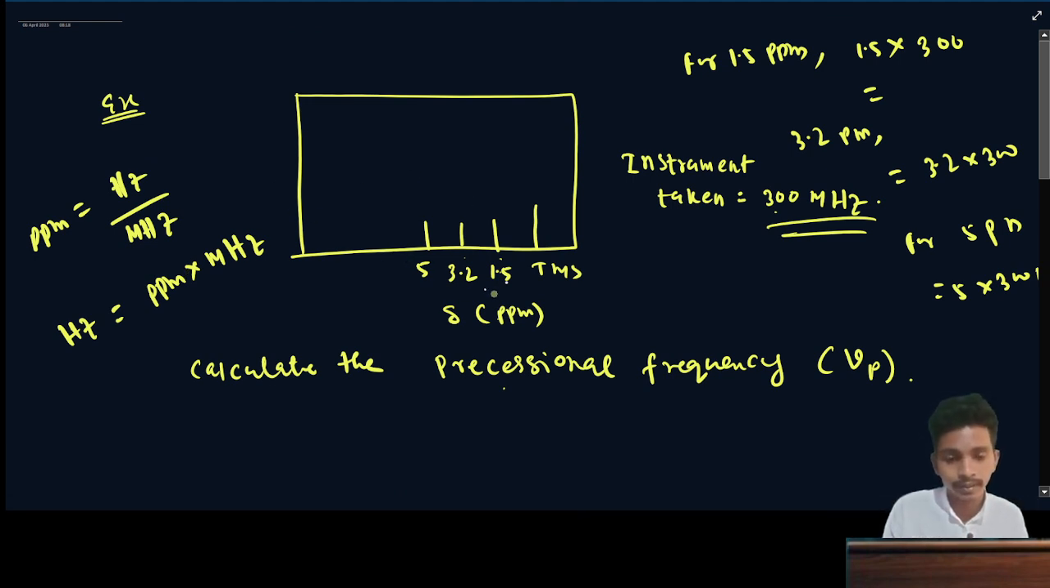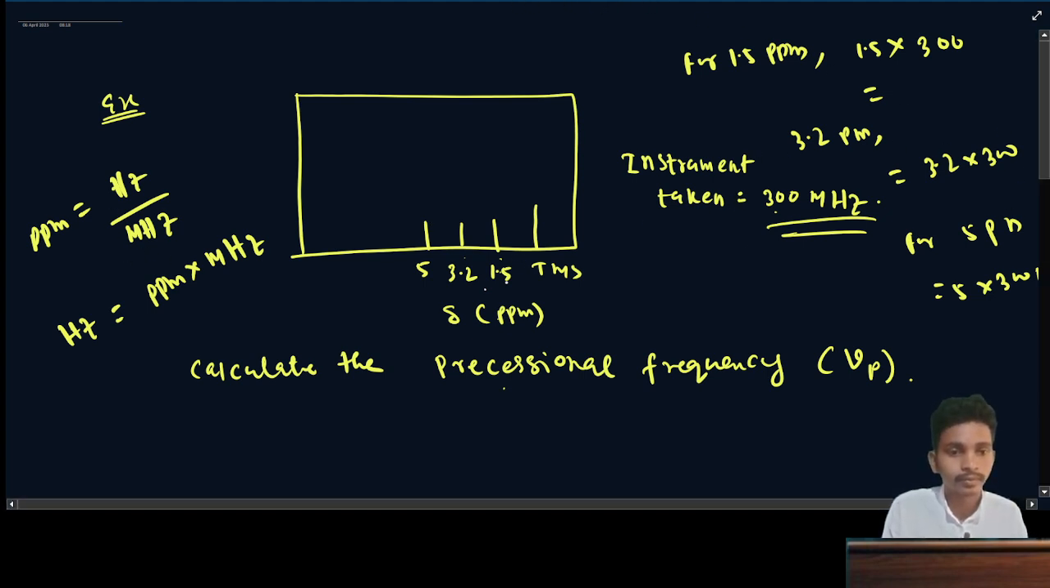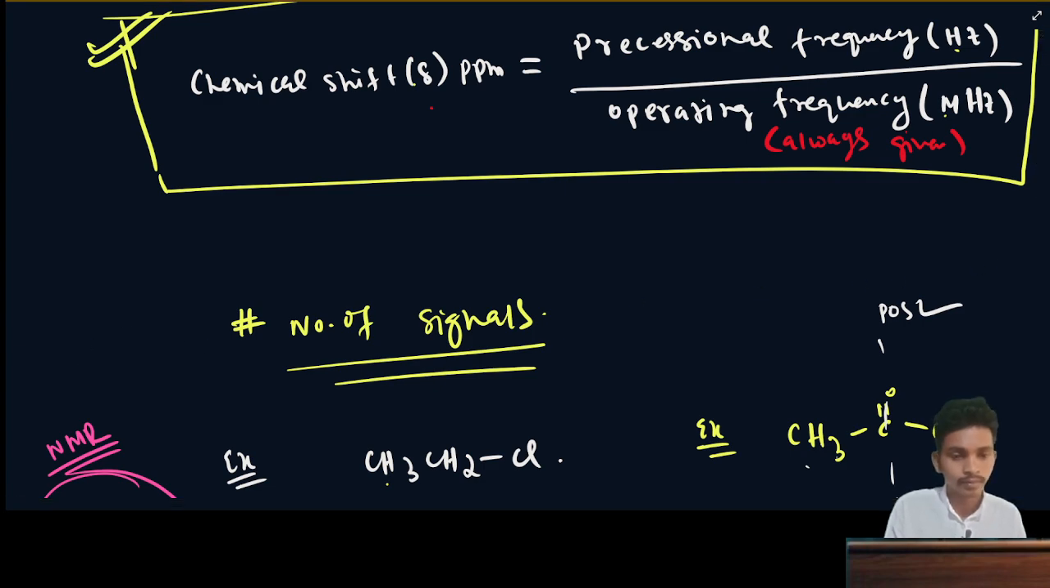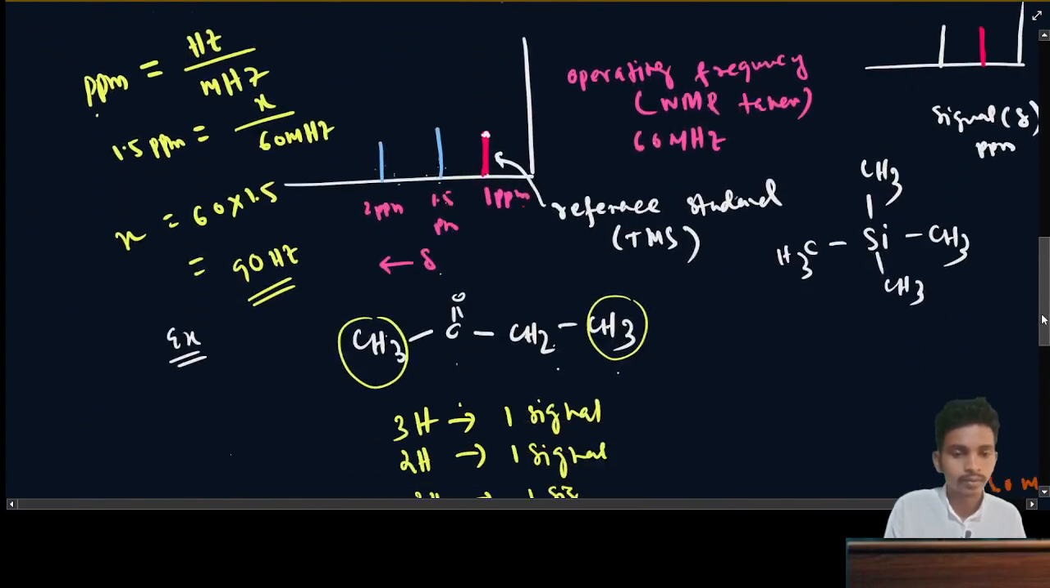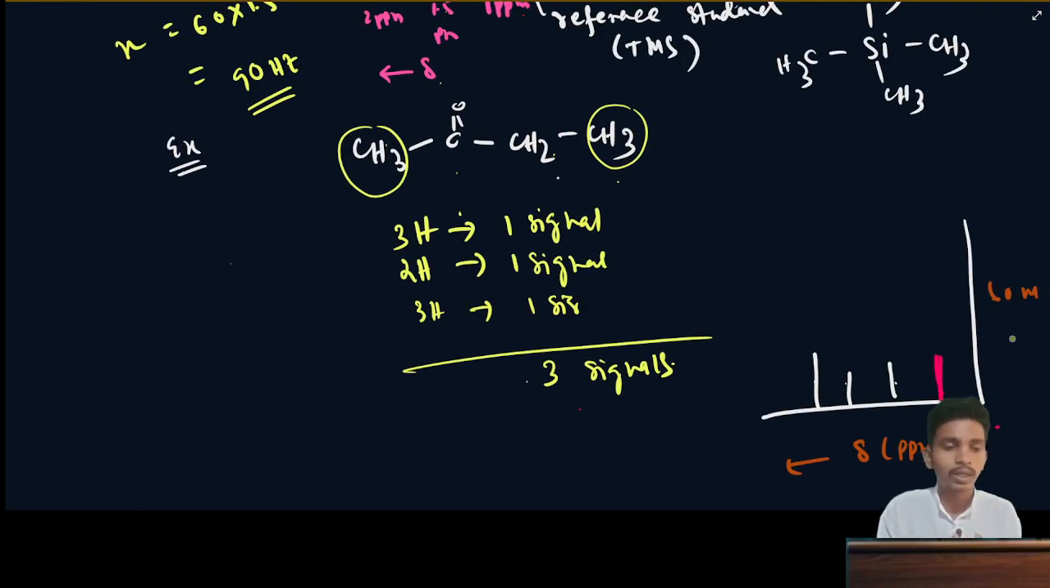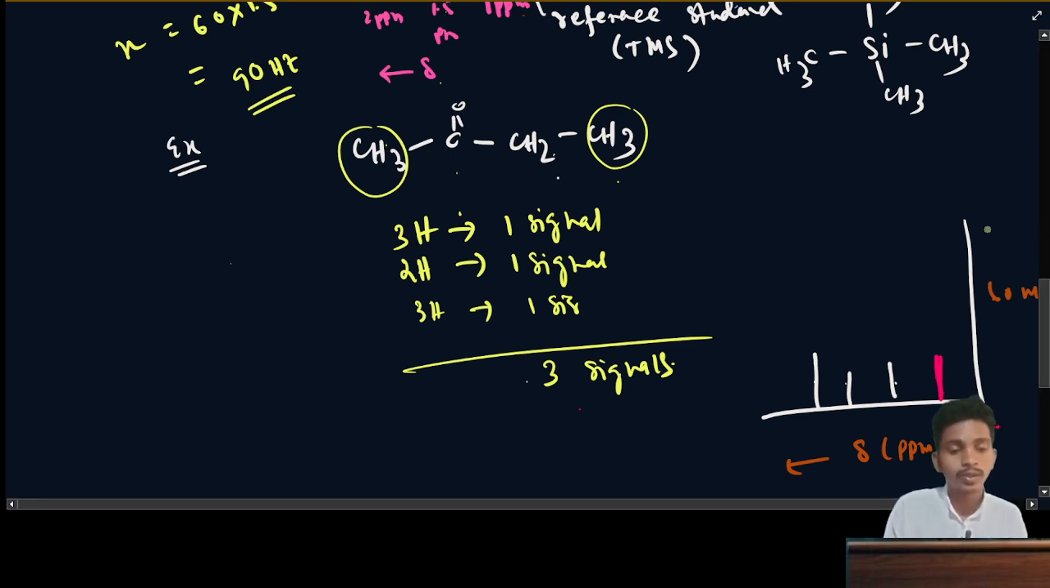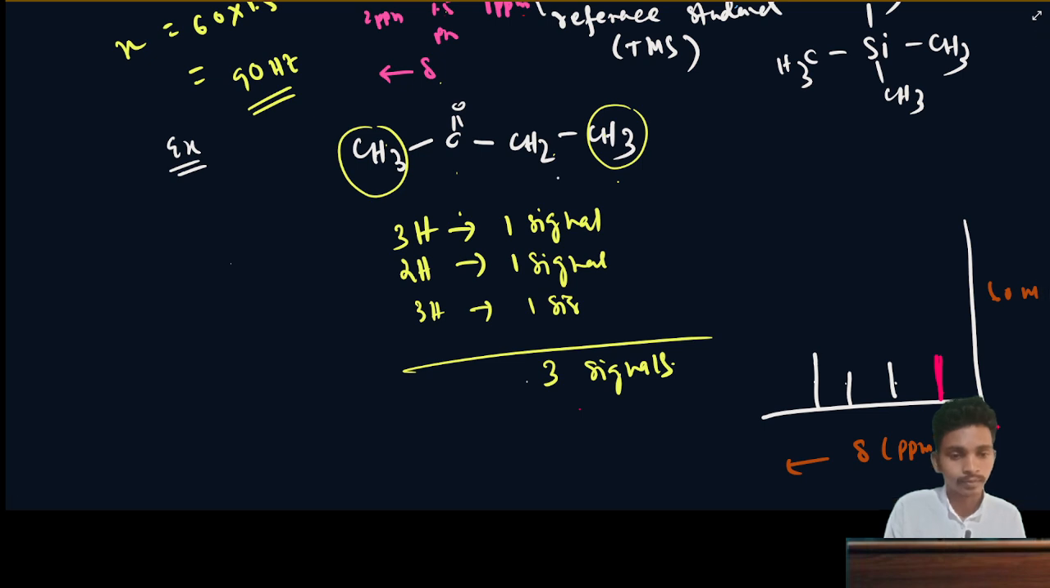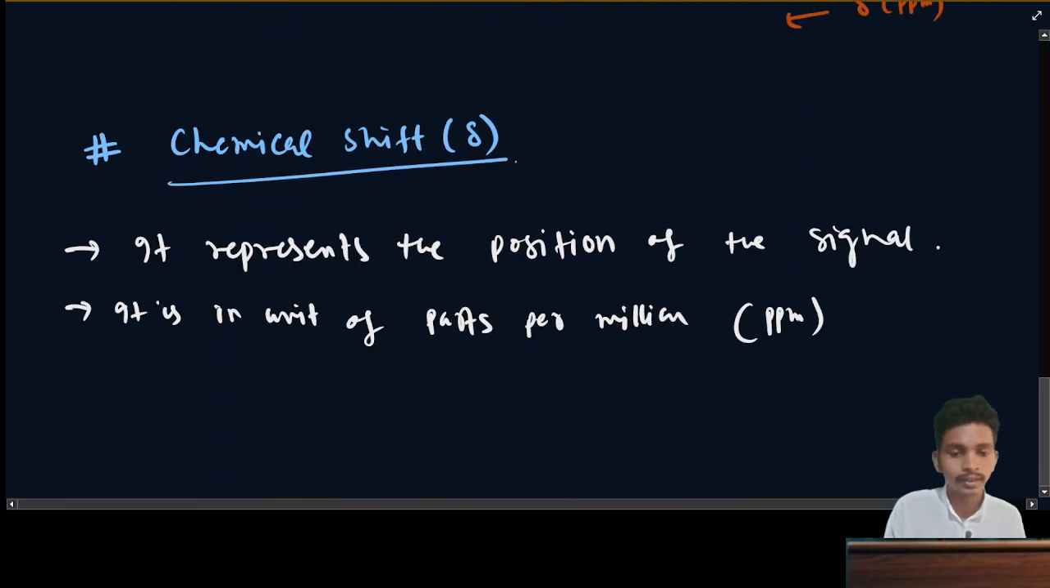If the chemical shift is given and the operating frequency is given, then we can easily calculate the Hertz value. Also, if they give the precessional frequency and the operating frequency and ask for the chemical shift, then also you can easily calculate it. So this is the one point: how to calculate the precessional frequency and how to calculate the chemical shift, because the operating frequency is always given. So after this it is clear.